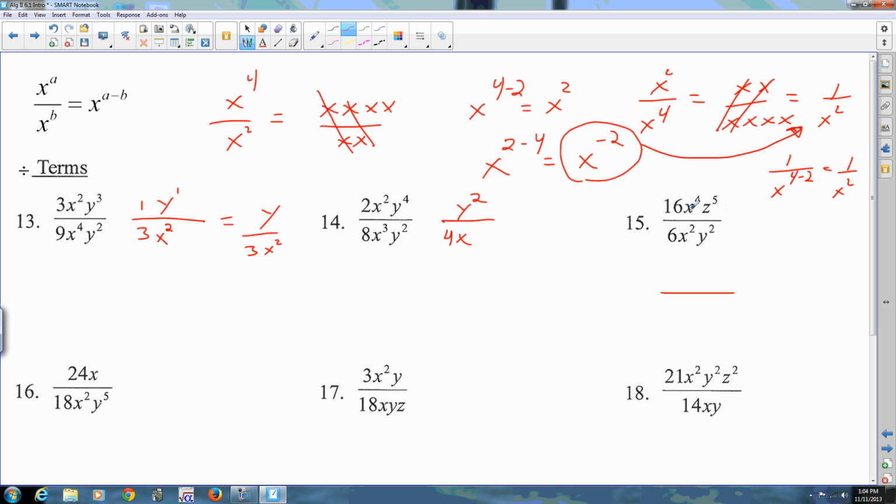Okay. Reduce the fraction. There's a 2 in common, so that would be 8 thirds x squared. Nothing else reduces, so it's z to the 5th and y squared.